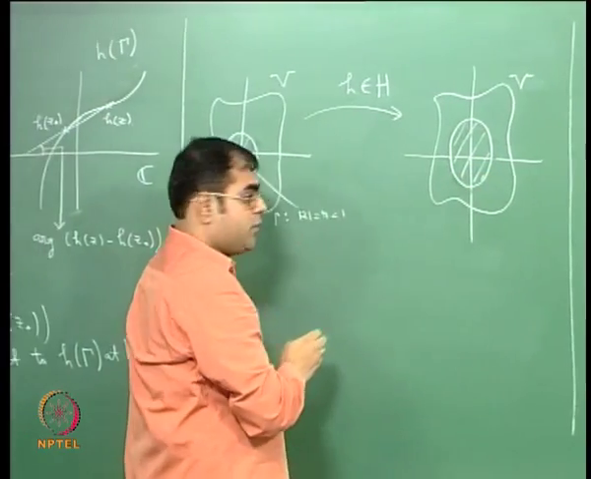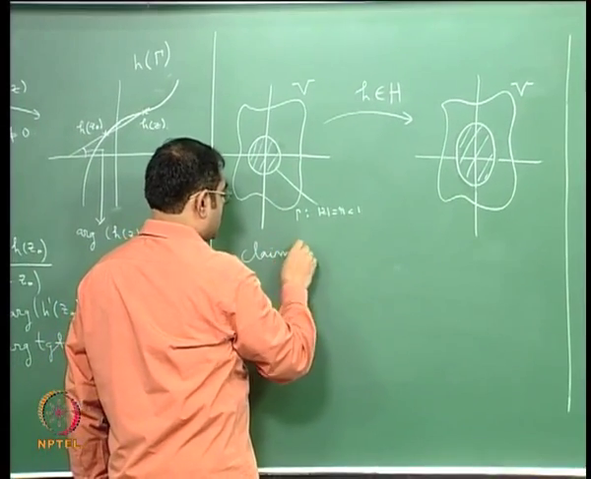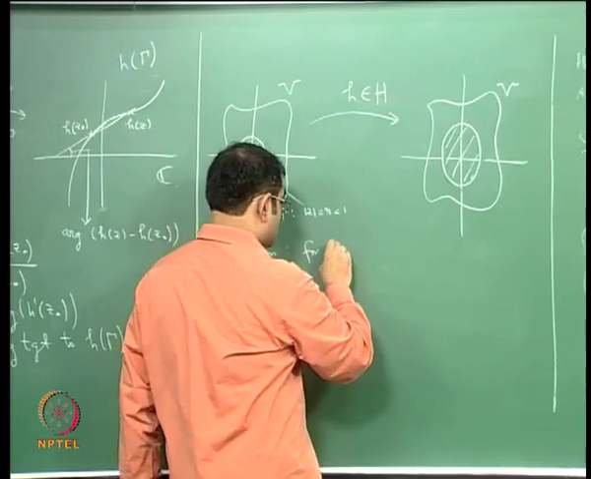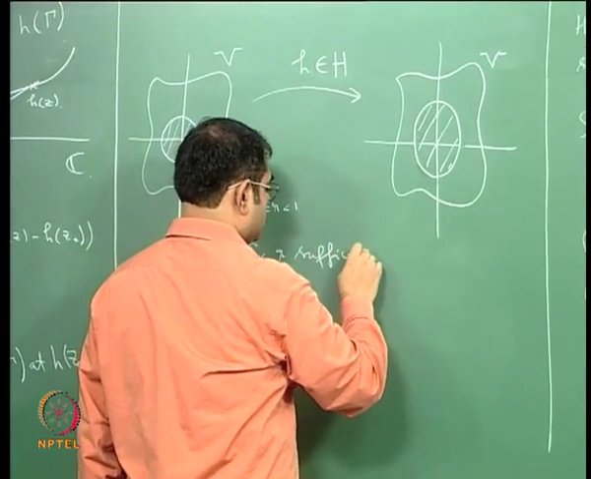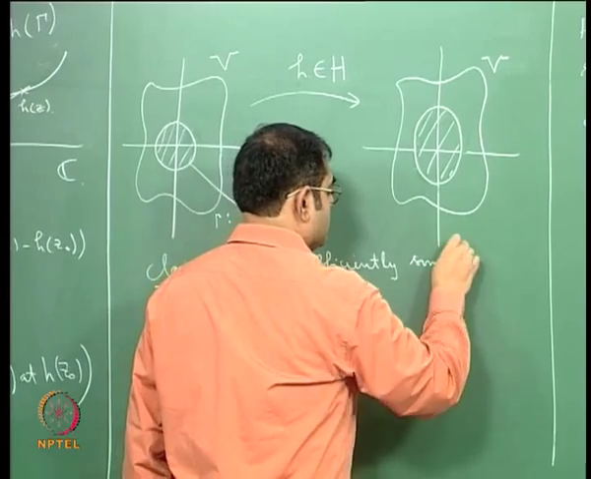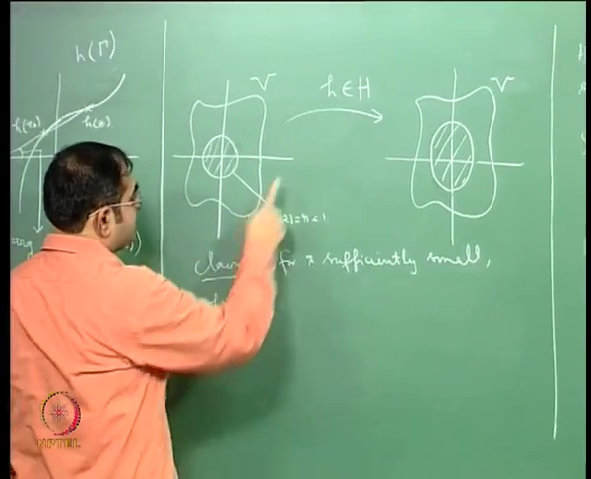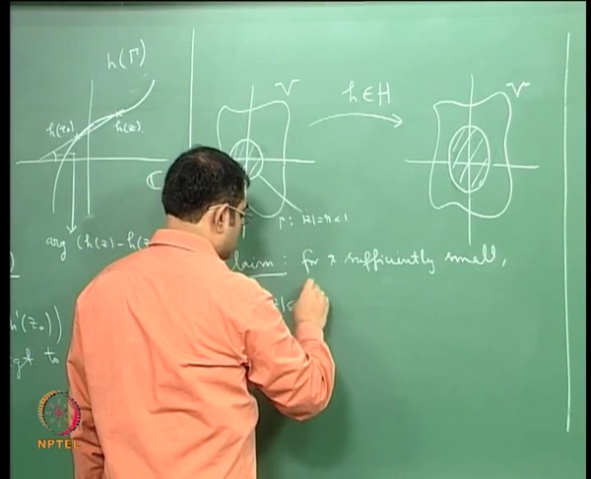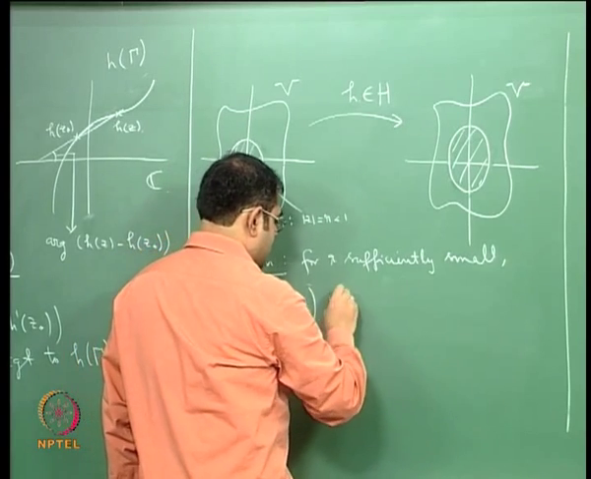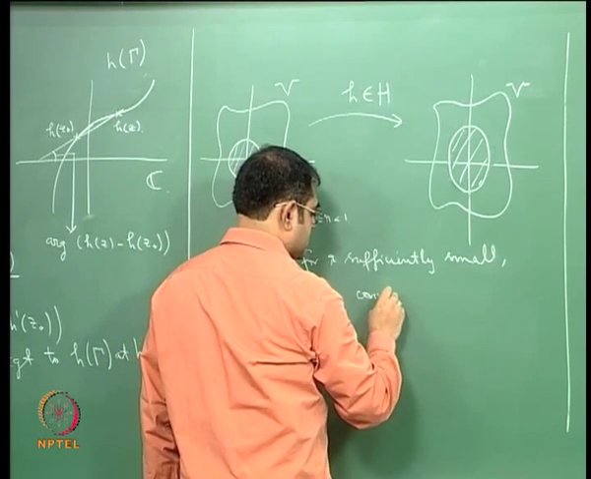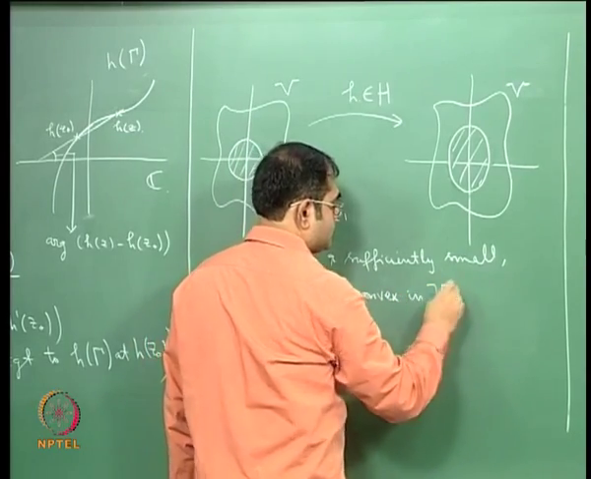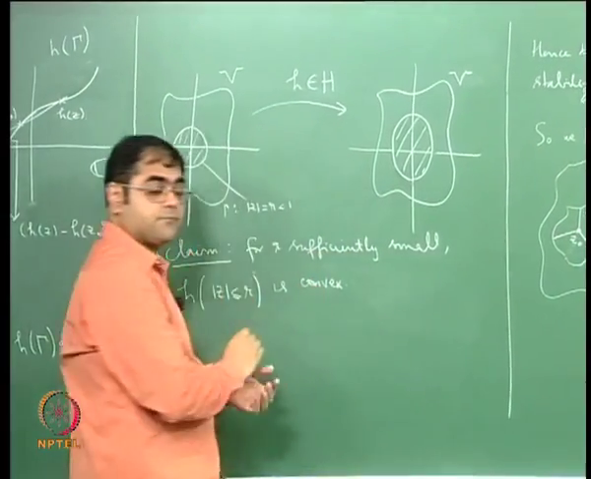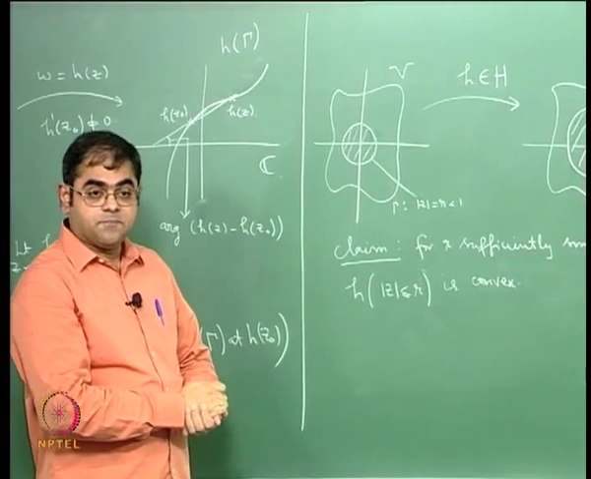So the claim is, for r sufficiently small, the image under h of this disk, mod z less than or equal to r, is convex. I mean, it's convex, I don't need to say in V. It's convex. So this is the claim.